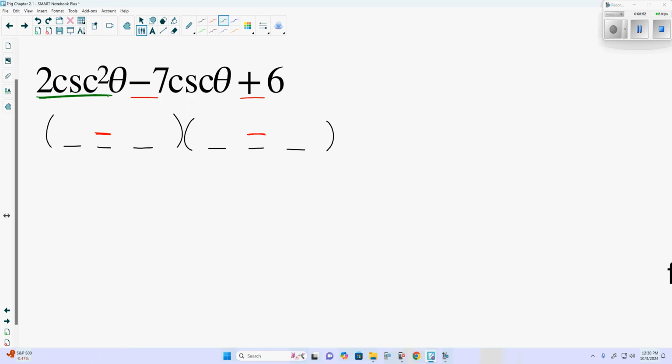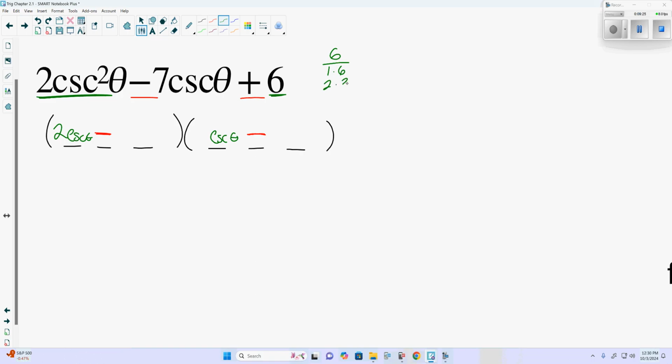We're looking at the factors of the first term. Well, we're going to have cosecant of theta in both, because it's cosecant squared. Those are the factors of cosecant squared. Factors of 2 are, well, 1 and 2, so we need to put the 2 somewhere. Doesn't really matter which one. Do we want to put it with the first one or second one? First one. Now we need to find the factors of our third term, factors of 6.